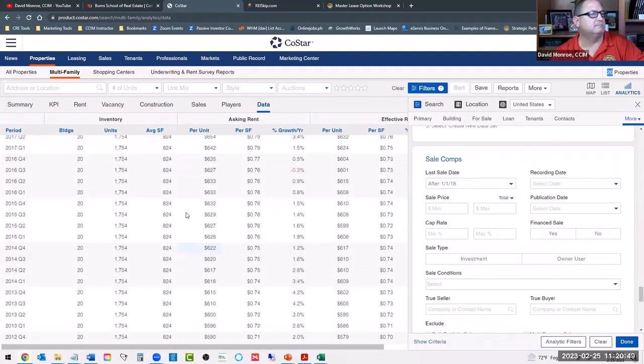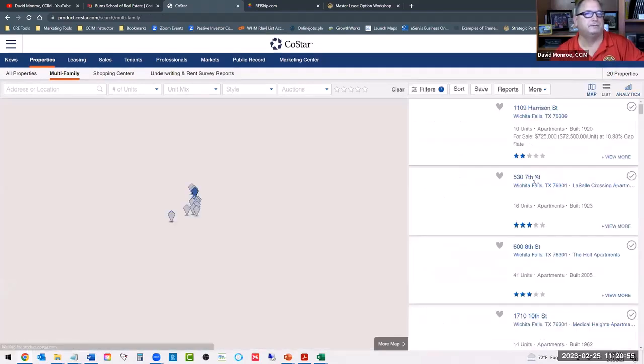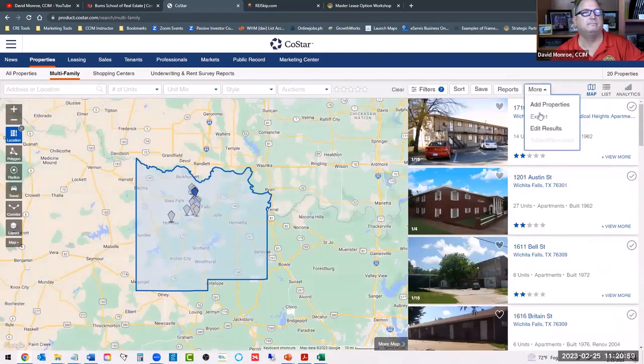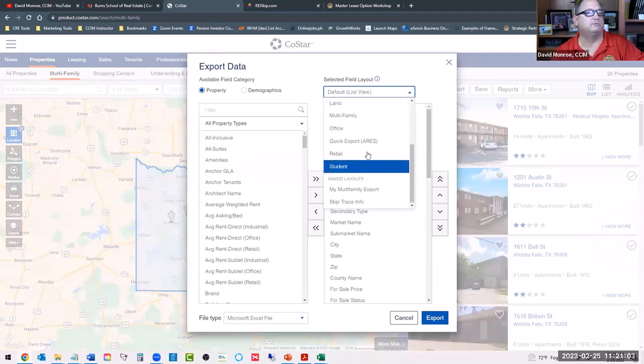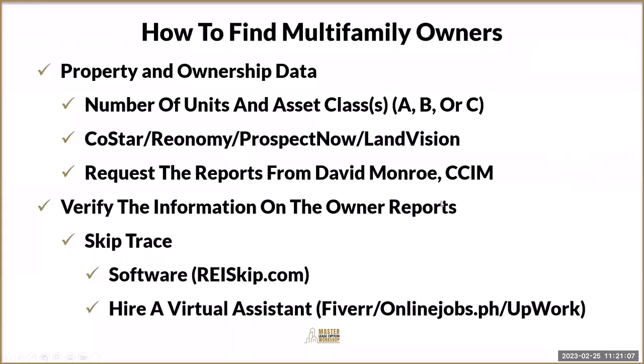And here's that. Well, if we go back to map, there's that list of properties. Of course, now I can export that exactly the way I exported the other ones. Okay. Got it. Thank you. Yes, sir. All right, let's keep moving.